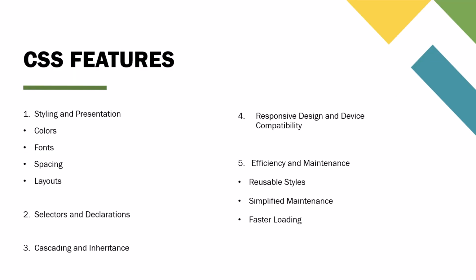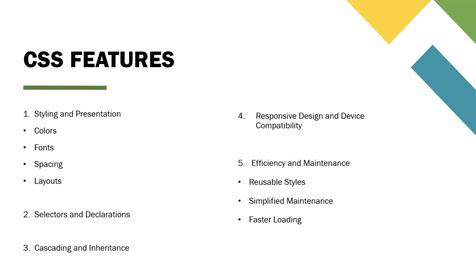There are features of CSS which help to outline the key features of CSS. Cascading Style Sheets, a language that is used for styling web pages. These features enhance the presentation, responsiveness, and maintainability of websites. Here are some features.